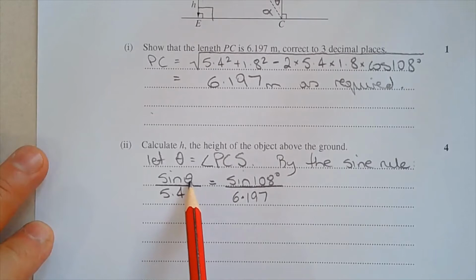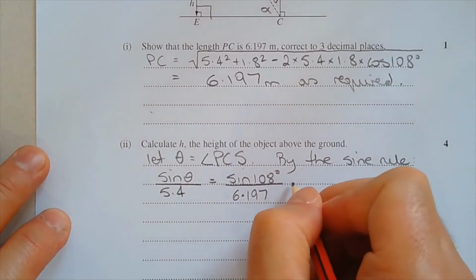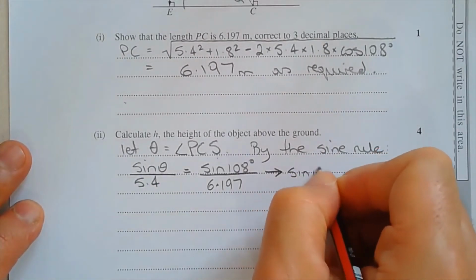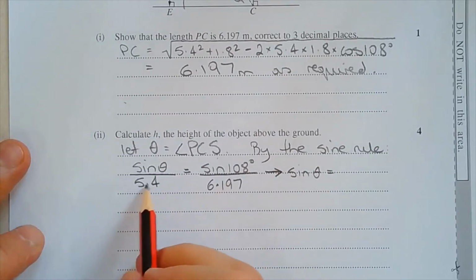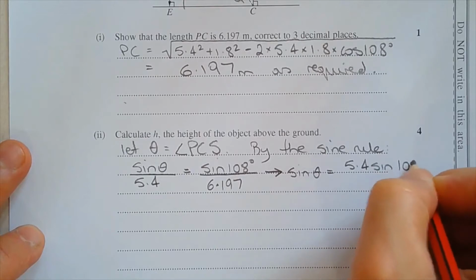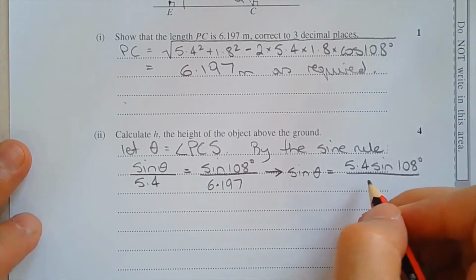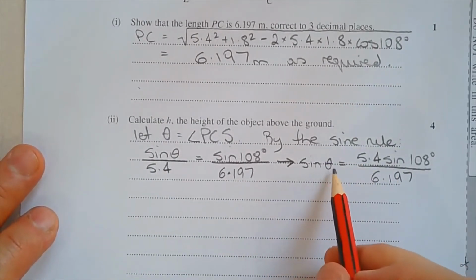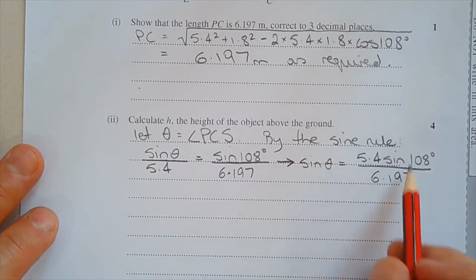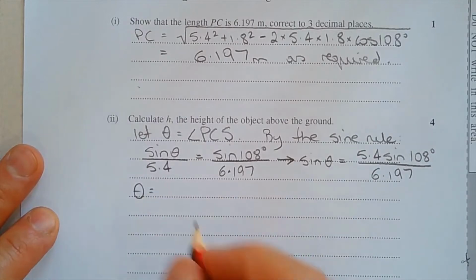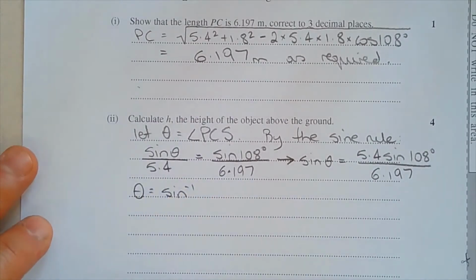So now we need to make theta the subject of the formula. Just to save a bit of space, I'm going to continue on the next line. For sine of theta, we multiply both sides by 5.4, so that's equal to 5.4 multiplied by sine 108 over 6.197. Then we make theta the subject by taking the inverse sine, or shift sine, of the right hand side.